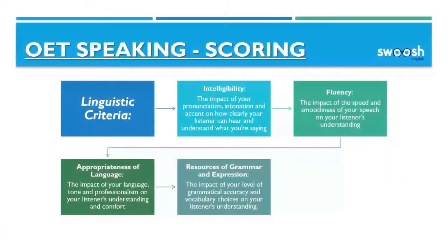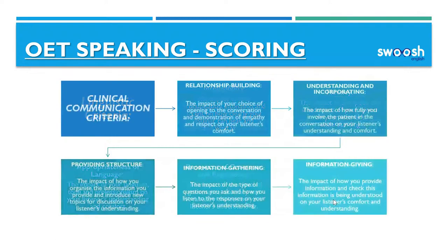So guys, that is the linguistic criteria. Let's now get into the clinical communication criteria, which is divided into five different sections. So we have relationship building, understanding and incorporating, providing structure, information gathering, and information giving.